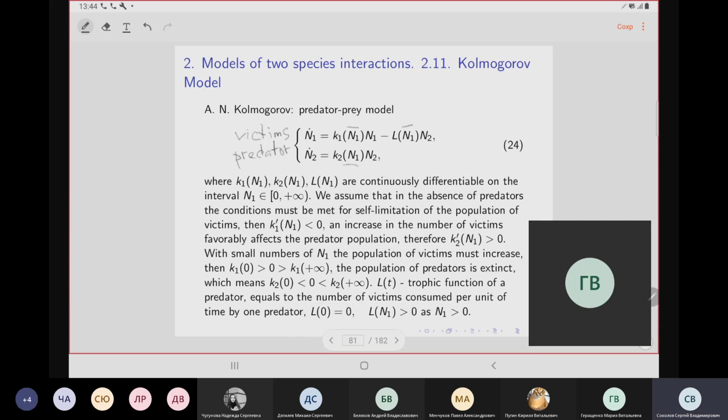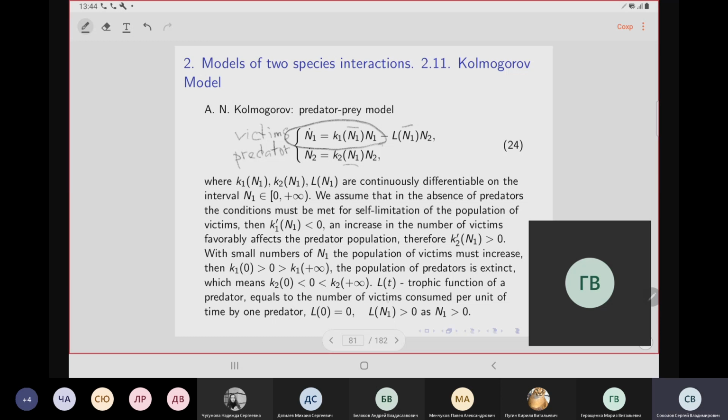As usual, we consider only continuously differentiable functions when N1 belongs to the interval from 0 to positive infinity. We do not consider negative N1 because of biological principles. So let us consider only the first equation with the absence of predators. So this one. So no predators. And our equation must be our usual equation with self-limiting and so on.